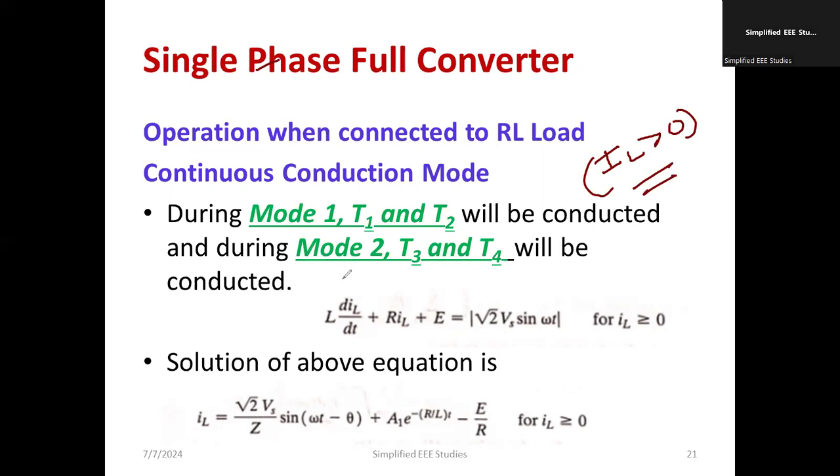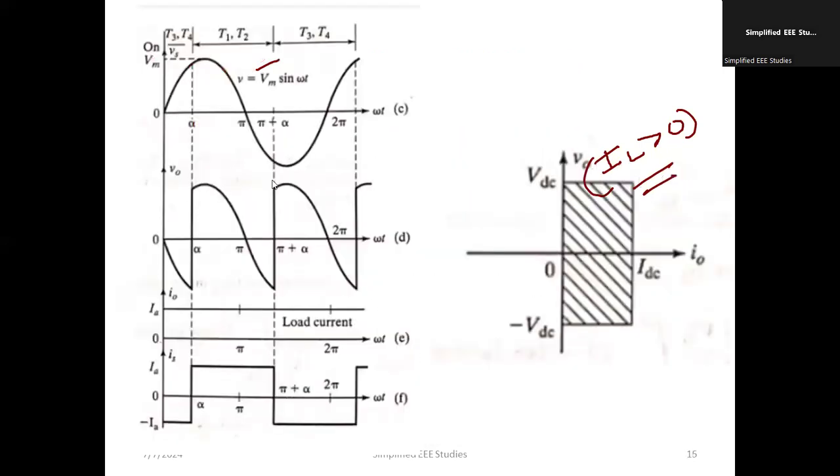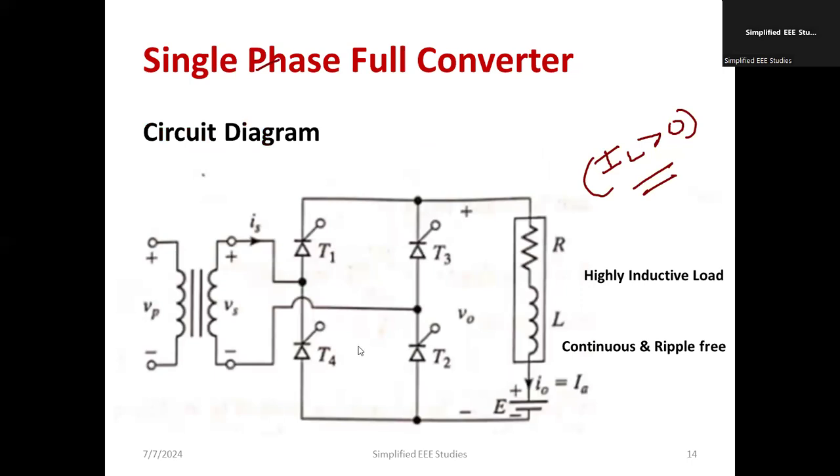During the continuous conduction mode operation, we apply the KVL. When we apply the KVL, you can see in the circuit diagram that it becomes a closed loop, or a mesh. At that time, you have to consider the supply voltage, the inductor voltage, the resistor voltage, and the battery voltage. It's a closed loop, so we apply the KVL.